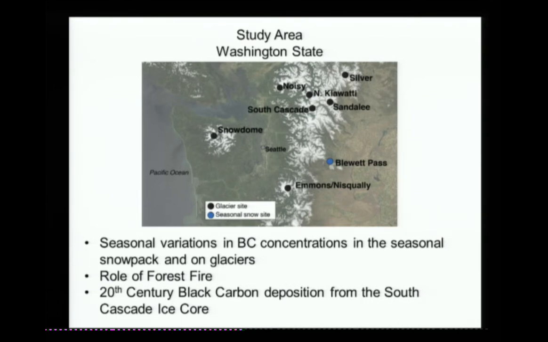So I'll just run you through some of the findings that we've had. I'll show you the seasonal variations that we see in black carbon deposition. I'll touch on the role of forest fire, and then I'll show you some results from recent work that's looking at 20th century black carbon deposition from an ice core drilled from South Cascade Glacier.